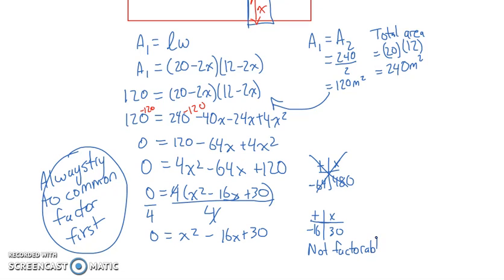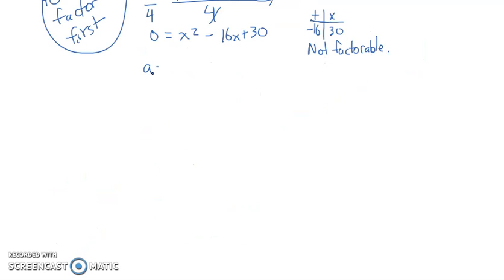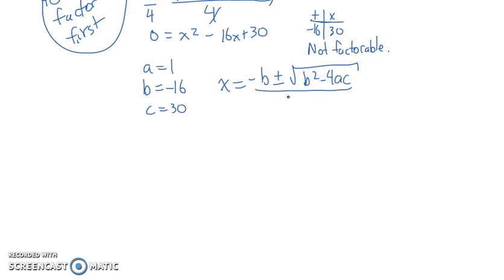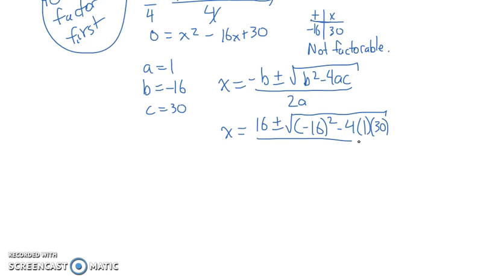So what we need to do is use the quadratic formula. So I'll just do that quietly in the rest of this video. So those are my a and b and c values, and then substituting them into the quadratic formula, we get this. Negative 16 gives me positive 16. Negative 16 squared minus 4 times 1 times 30 divided by 2 times 1. 16 squared is 256, I believe. So 256 minus 120 yields 136 under the square root.